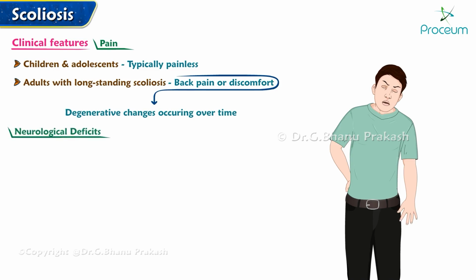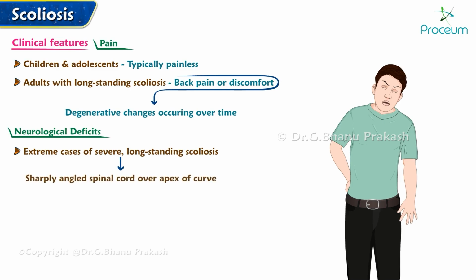Neurological deficits. In extreme cases of severe long-standing scoliosis, the spinal cord may become sharply angled over the apex of the curve.